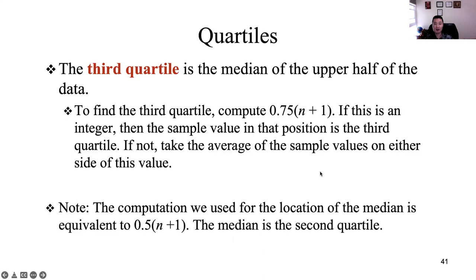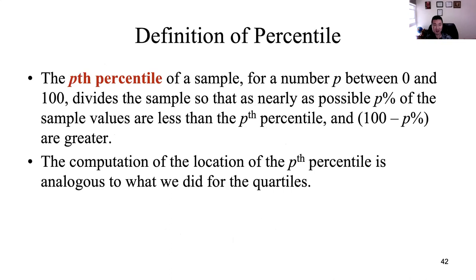So quartiles divide the data into 4 equal quarters. Percentiles divide the data into 100 different parts. The P-th percentile of the sample, where P is a number between 0 and 100, divides the sample so that, as nearly as possible, P% of the sample values are less than the P-th percentile. The idea is the same as quartiles, and the calculation of percentiles is also similar to what we did for quartiles.